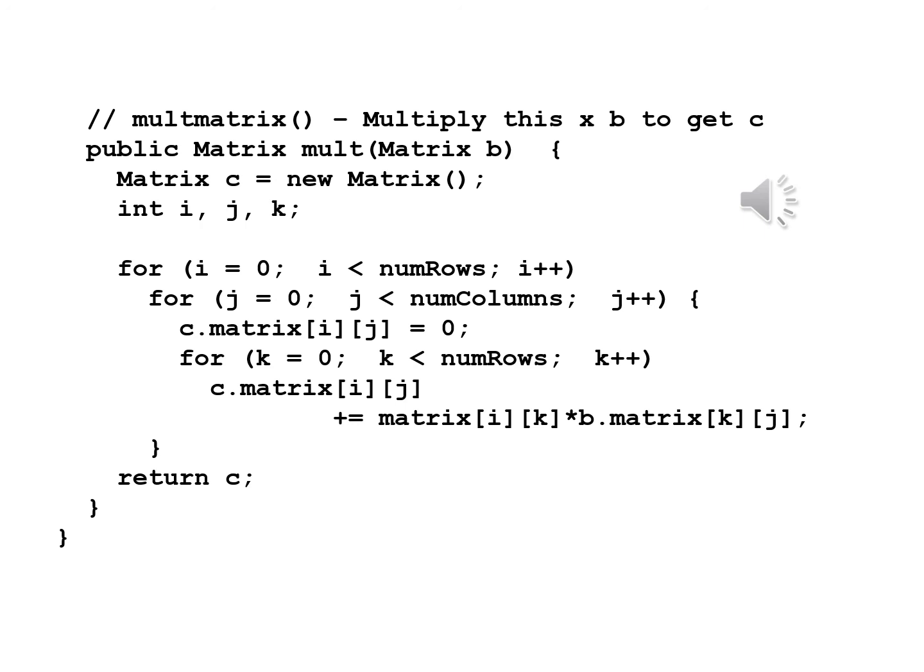We now close the middle loop with a brace. We now return C, and with this we have reached the end of the method and the end of the class.